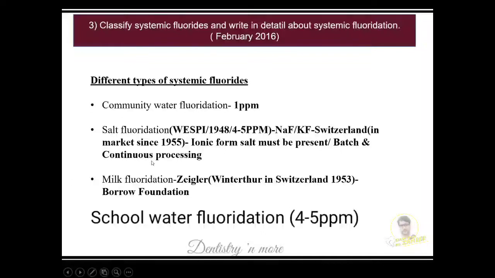Regarding salt fluoridation, it was introduced by Wespi in 1948, using sodium fluoride or potassium fluoride. It was in Switzerland and they started selling it since 1955. There are two processes for production of fluoridated salt: batch processing or continuous processing. Batch processing is nothing but a fixed amount of fluoride compound, mostly sodium or potassium fluoride, added to a fixed amount of refined salt.